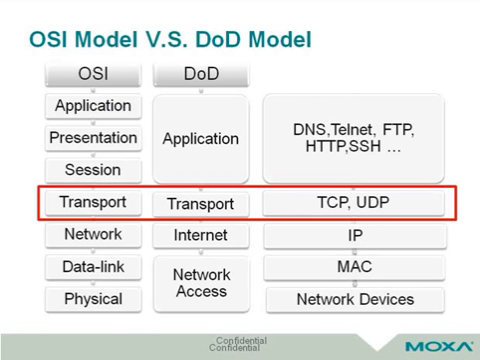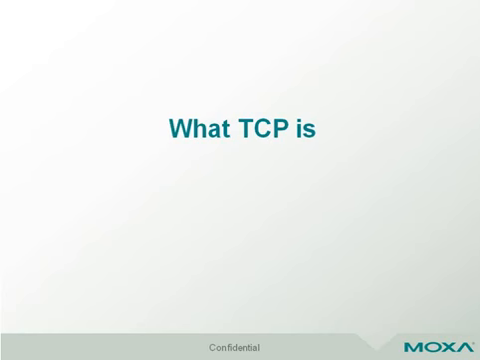Okay, today I would like to talk about the two protocols that reside in the transport layer, TCP and UDP. They are both protocols regarding transmitting data over the Internet, but in their own ways. Today we will talk about how they work and the differences between TCP and UDP. Okay, now let's take a look at what TCP is.